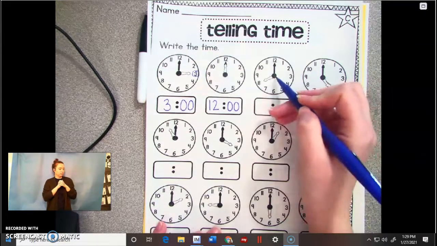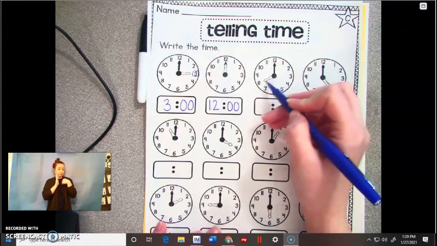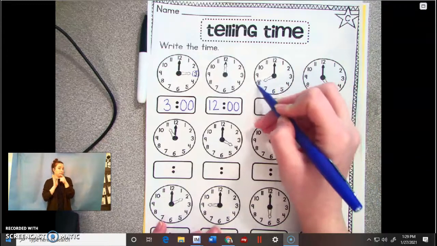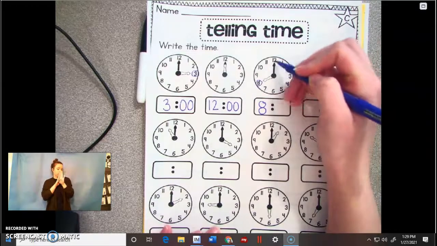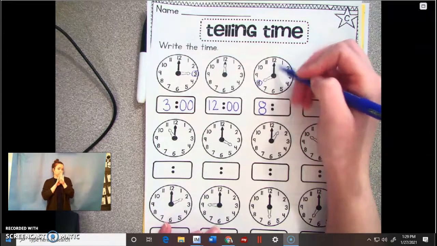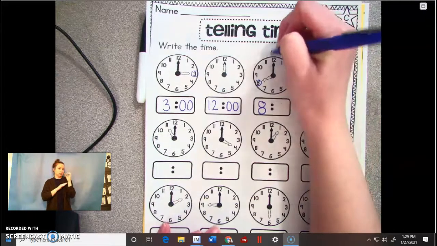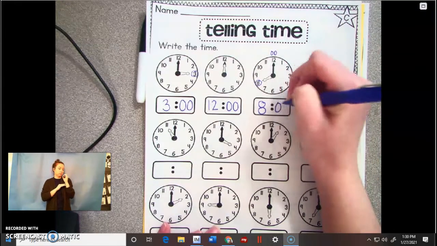All right, let's look at this one. The hour hand is the shorter hand. He's pointing at the 8. So it is 8. And my minute hand is long. He's pointing at the 12. So he gets to say o'clock.